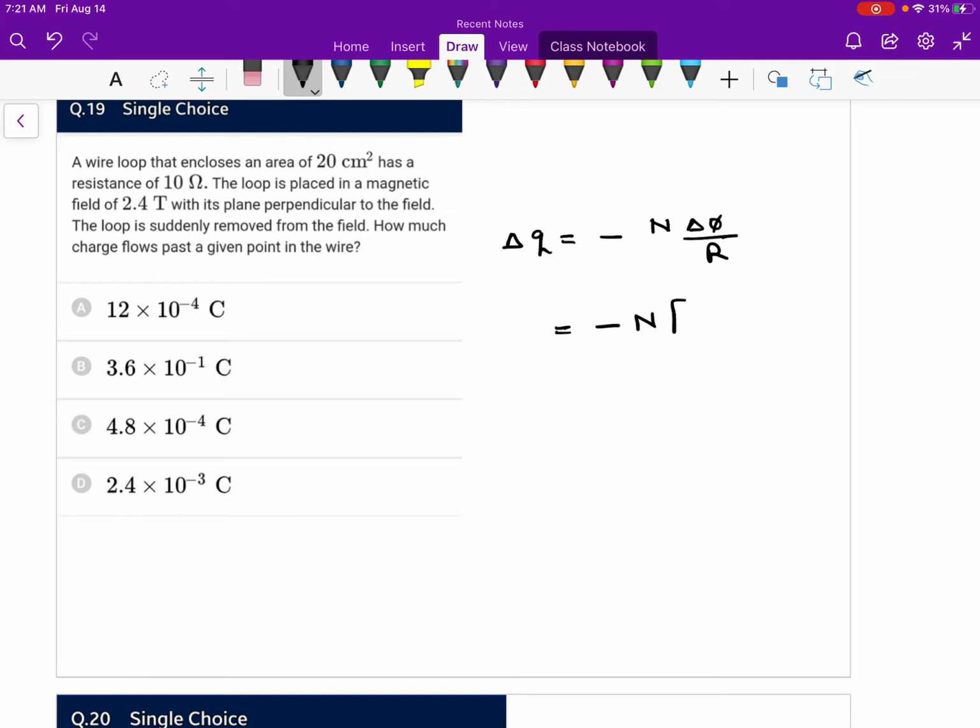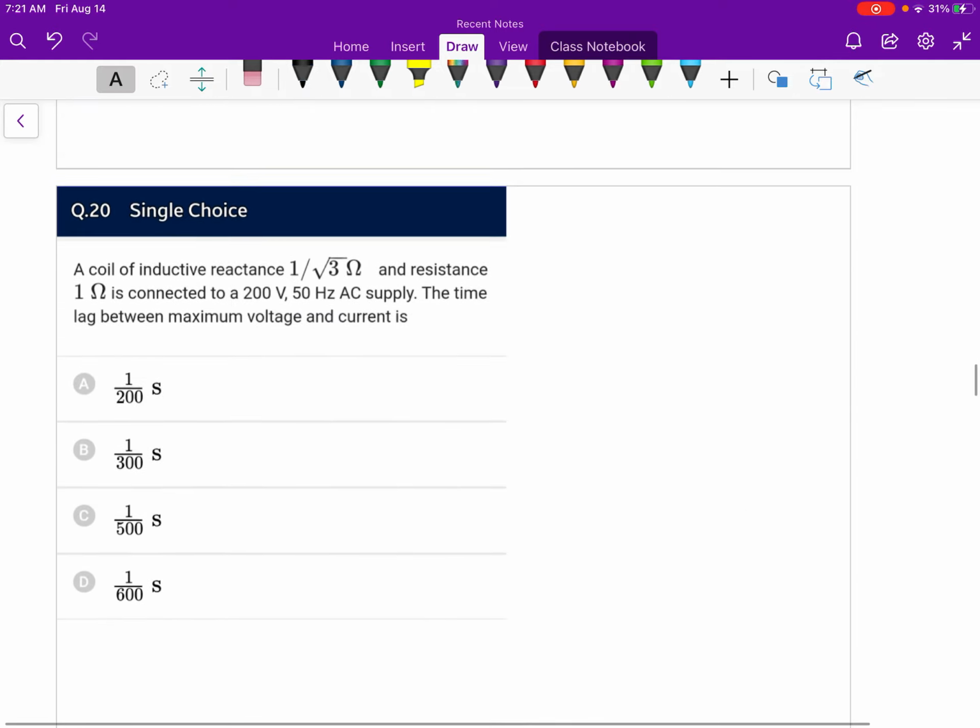So that is minus of n times final flux 0, initial flux BA upon R, number of turns 1, magnetic field 2.4, area 20 centimeter square, so 20 into 10 to the power minus 4, and resistance, which is 10 ohm. So easily we can calculate.